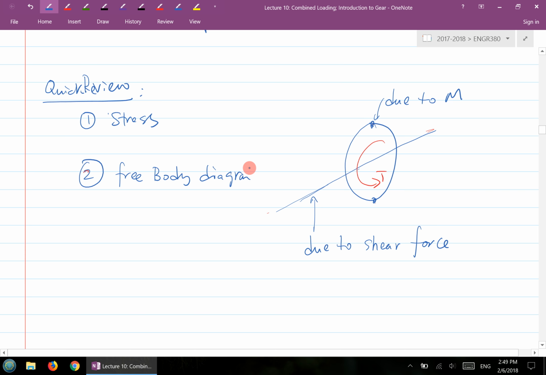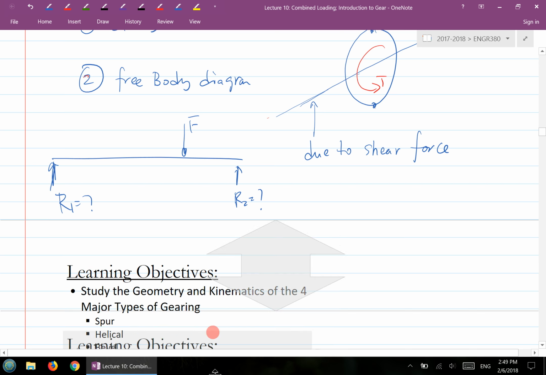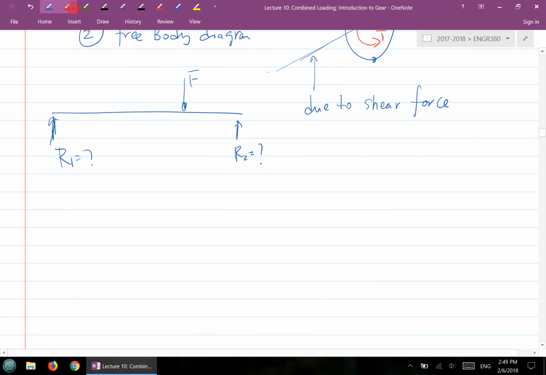From the free body diagram, if you have a force here, then you're going to be able to say what this supporting force equals, and what this supporting force equals. Solving those from the free body diagram, you can naturally ask yourself, how do I calculate the bending moment at a certain location on the shaft?